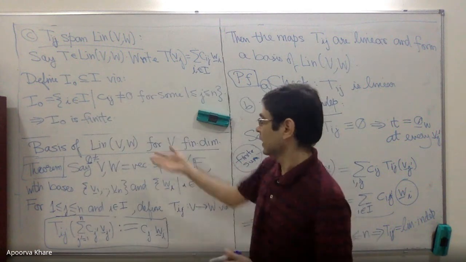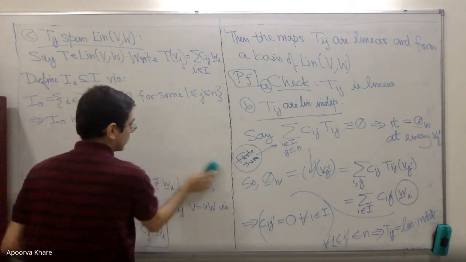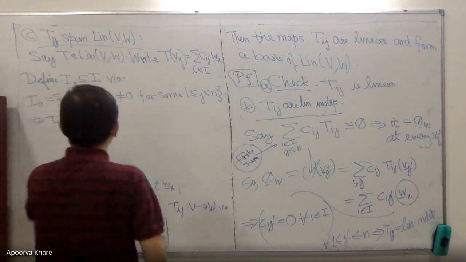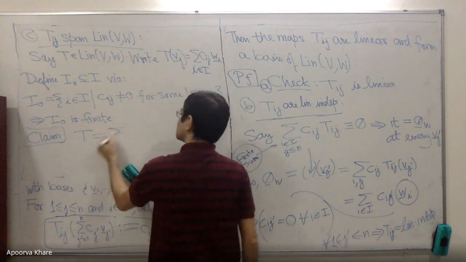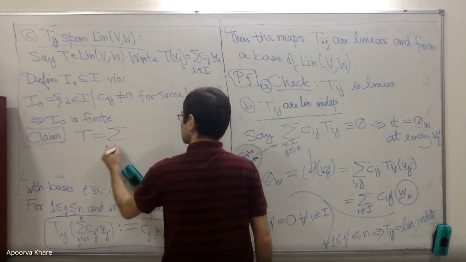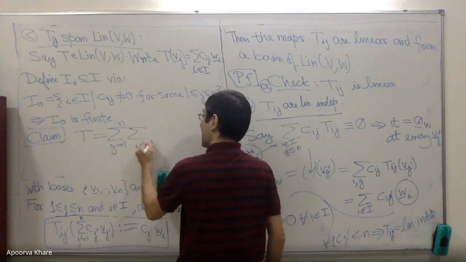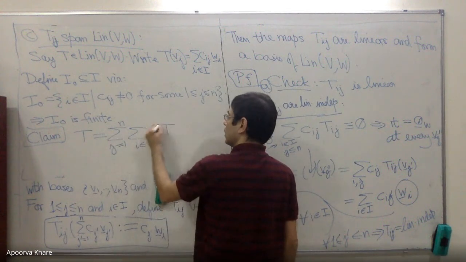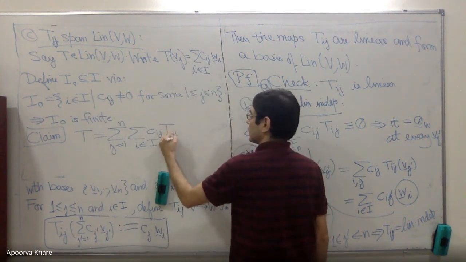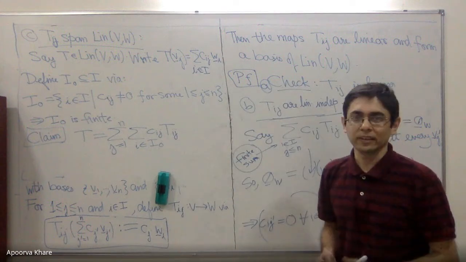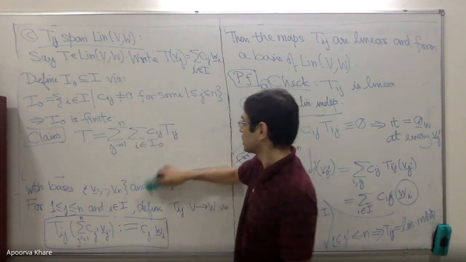And now I can define my T. Now I can say that indeed this thing is in the span. T is in the span of the Tij's. Okay. T is equal to the summation for j from 1 to n, summation over i in I naught. So you see, this is a finite sum of the Cij's times Tij. I claim that this is exactly it. And you see, that means that T belongs to the span, it's a finite linear combination, T belongs to the span of the Tij's.